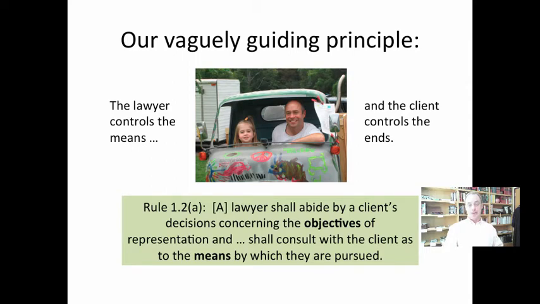The classic example of the client's control over a matter relates to settlement of litigation. So both in the criminal and the civil context, ultimately the client has to decide whether to accept or reject a possible plea bargain or settlement on the civil side. As a lawyer, you can give your advice about whether it's a good deal, but ultimately that is the client's call, even if the lawyer thinks it's a lousy deal that's being offered.